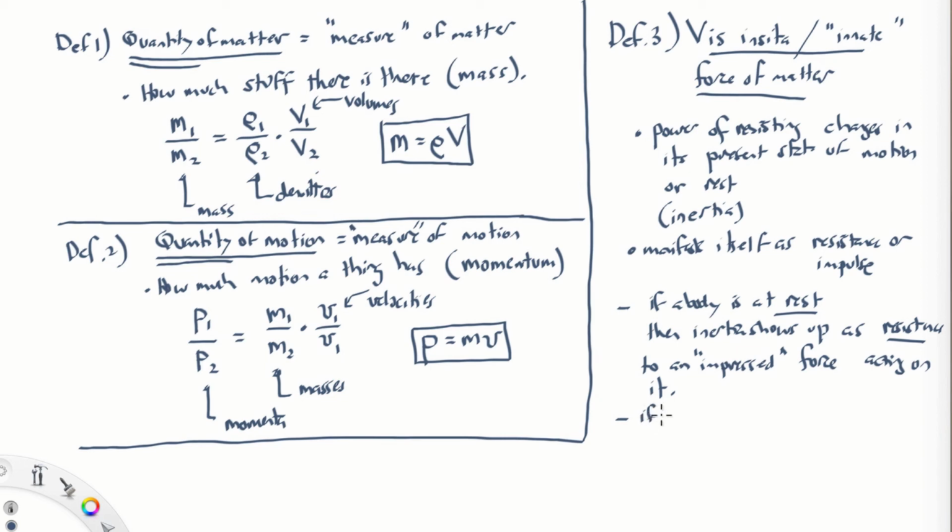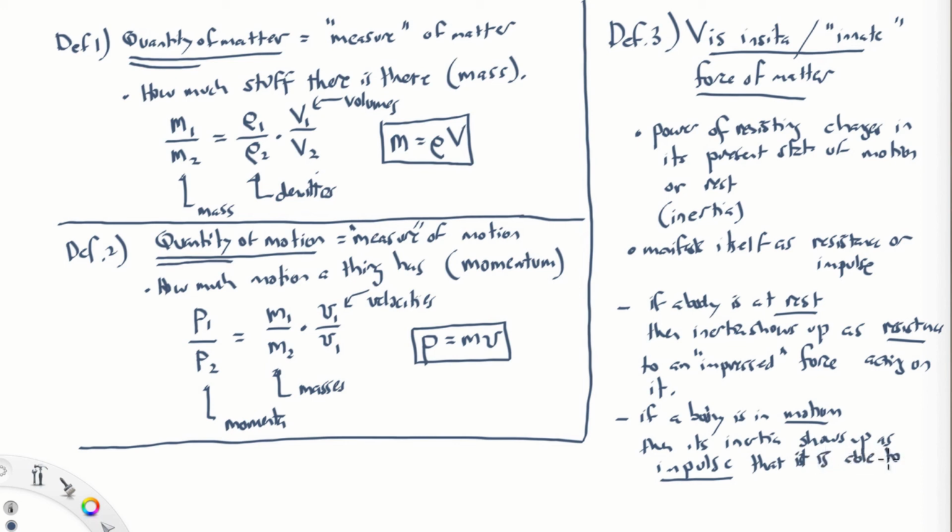But if a body is already in motion, then its inertia shows up as impulse. Its inertia manifests itself or shows up as impulse. What do we mean by that? It's an impulse that it is able to deliver to another body.